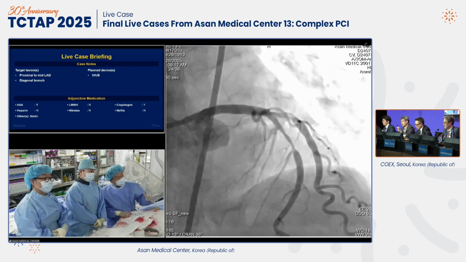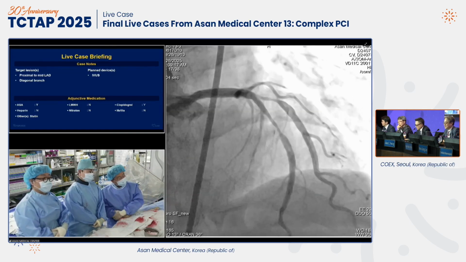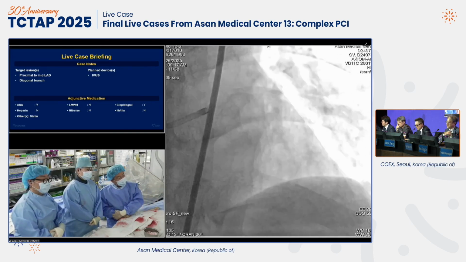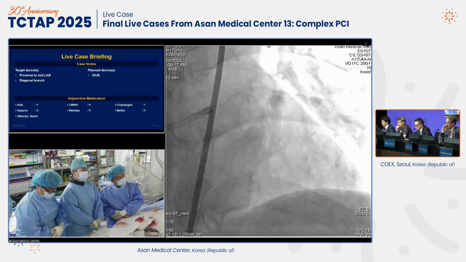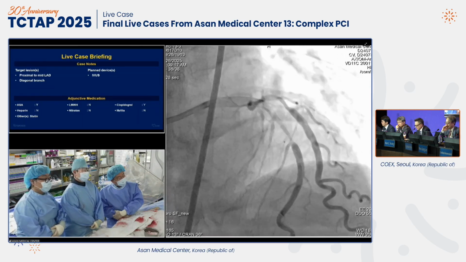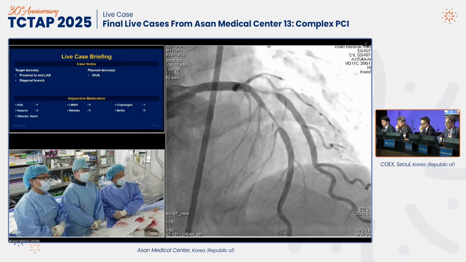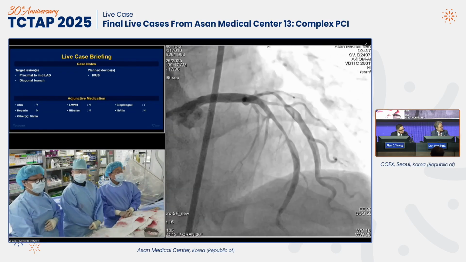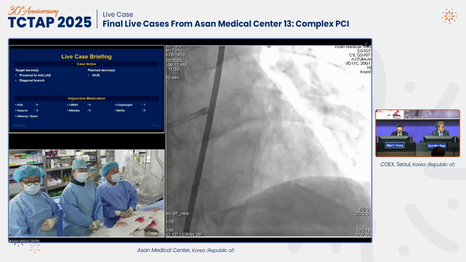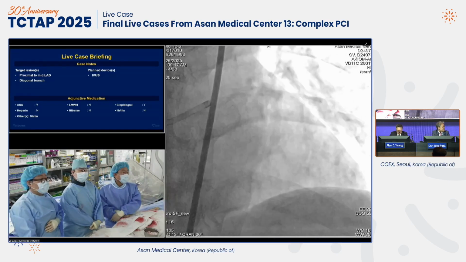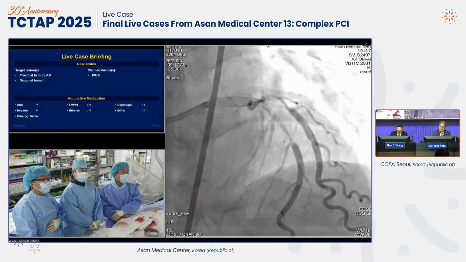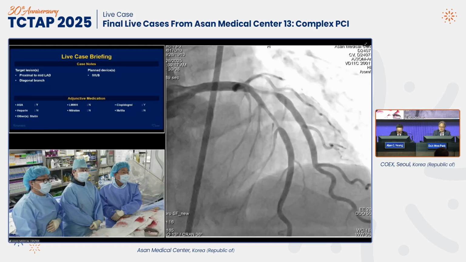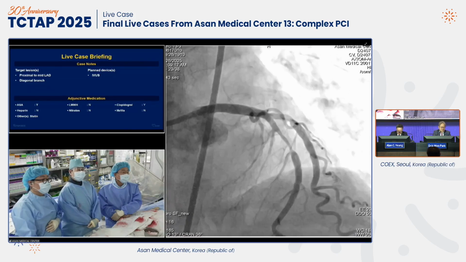Yeah, I think IVUS would be very helpful because I want to see the size of the LAD before the diagonal. So IVUS both, take a look at. We did. Any additional comment for the stenting strategy? Most people agree on a two stent technique. Okay. Agree on 2 stents. Interesting. Yes.